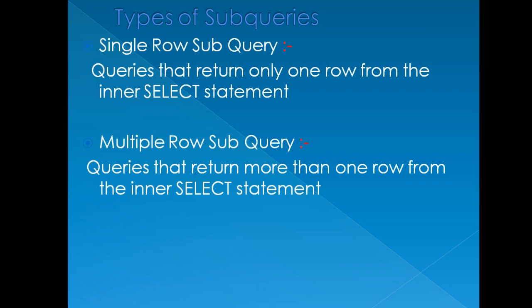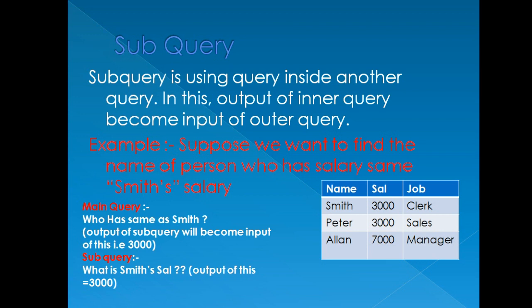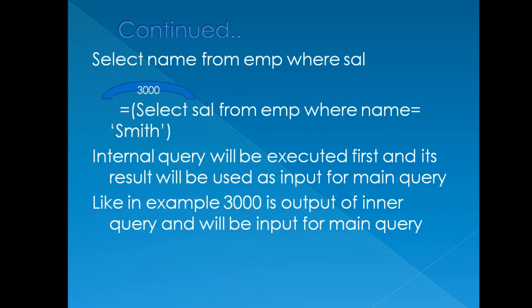I'll give you one example. Like in my previous example, I said I want to see the name of the person whose salary is the same as Smith's salary. Suppose there are two Smiths working in my company and both have different salaries. When you write this query, it's going to give two different results. It's going to give two salaries because there are two people working as Smith. Let us assume the first Smith's salary is 3000 and the other Smith's salary is 6000. So this query is going to return two values: one is 3000 and the second is 6000.